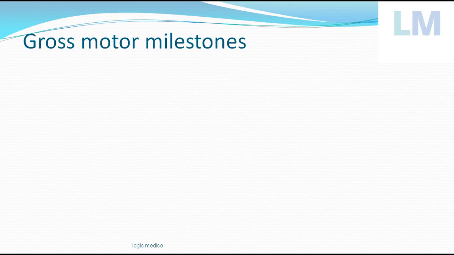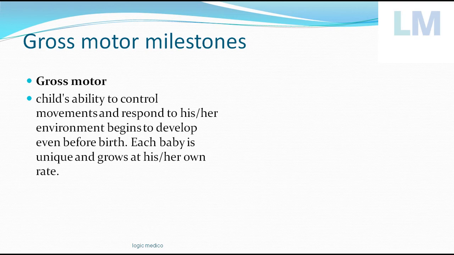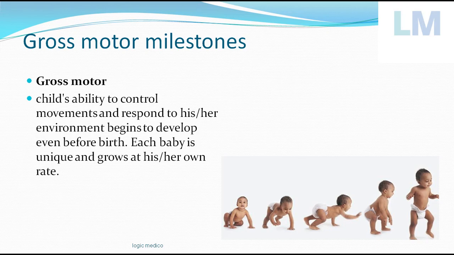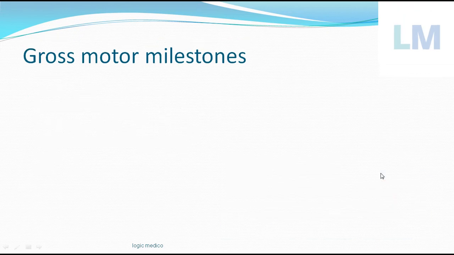Come to the gross motor milestones. So in gross motor, a child's ability to control the movement and respond to his or her environment begins to develop even before birth. That is, inside the womb of the mother it will be kicking the mother, it will be swimming. All these are gross motor movements. Each baby is unique and grows at his or her own pace or rate. That is also true. So after birth, the infant is able to sit, it's able to creep and crawl, it's trying to stand, it's able to walk. So these are the gross motor movements at a particular age which we have to remember.